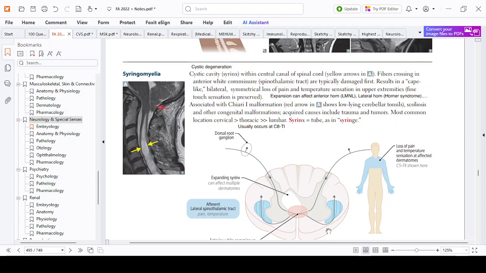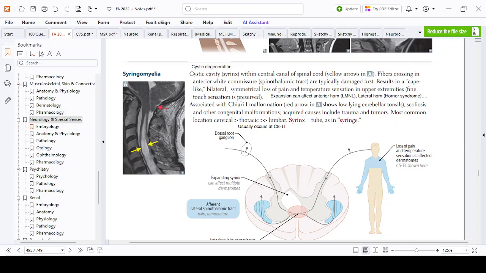So if let's say it's the T10 level, from the T10 level the pain and temperature sensation enters at the T10 level. Then it will decussate one to two levels above, at T8 or T9. That's how the pain and temperature sensation will be affected in this syringomyelia.